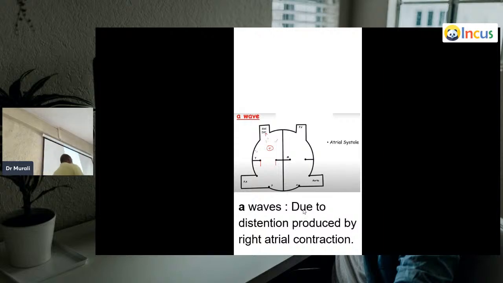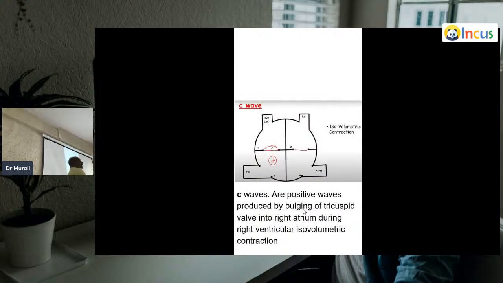So quickly tell me, doctor, the A wave is during which part of the diastole? Last 1/3 of the diastole. And it is because of atrial contraction. Can you tell me a condition where the atria is not contracting? Atrial fibrillation. What is the condition where the A wave is absent? Atrial fibrillation is what we remember.